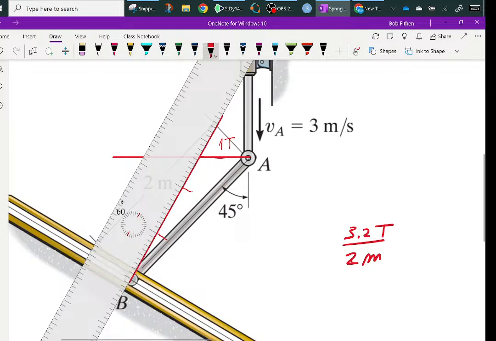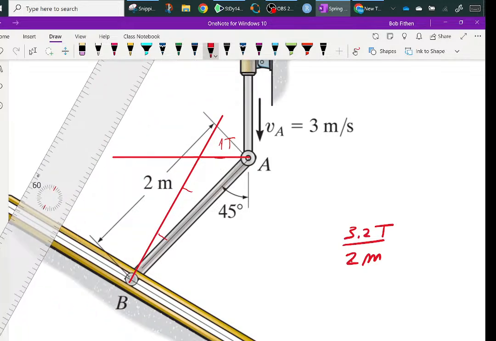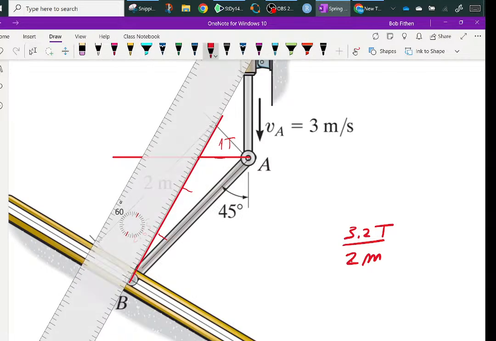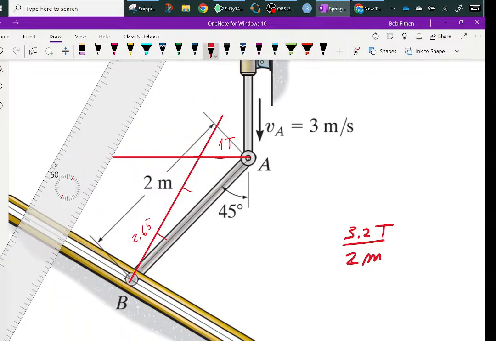Okay, let me make sure. 1, 2, 3, 4, 5, 6. I'd say 6.5. So 2.65. Is that right? Let me double check that. So there's 1. There's 2. Yeah, so I think that's 2.65 ticks.